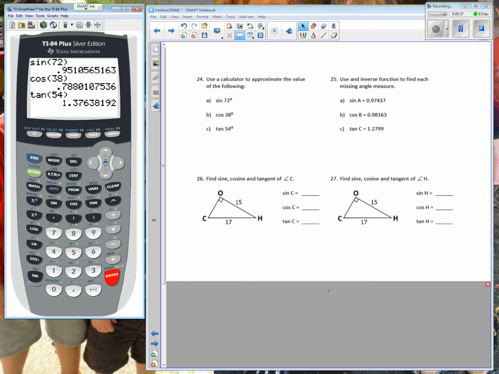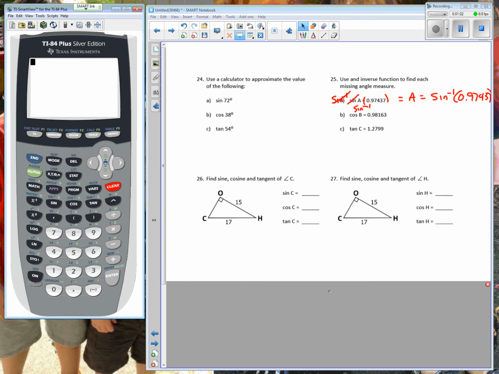Now, as far as 25 goes, what you want to do is find an angle. So what you're going to need is an inverse. So really for letter A, if you take the sine inverse of each side, what that does is on the left side, sine inverse cancels out sine. So really you're left with A is going to be whatever the inverse sine of 0.97437 is going to be. So I'm typing that into my calculator, but I'm looking for an angle, so I got to use that inverse. So I'm going to go 0.9745, and that's going to come out to about 77 degrees.